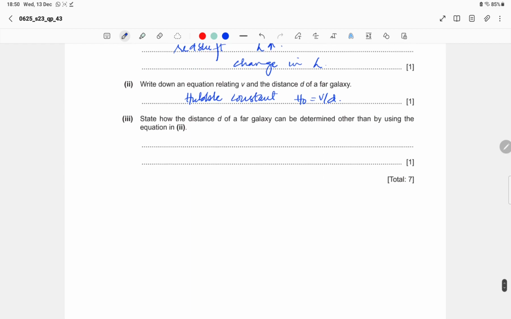State how the distance d of a far galaxy can be determined other than using equation 2. So we can do that with the help of the brightness of a supernova. Or you can do it with the brightness of a star.